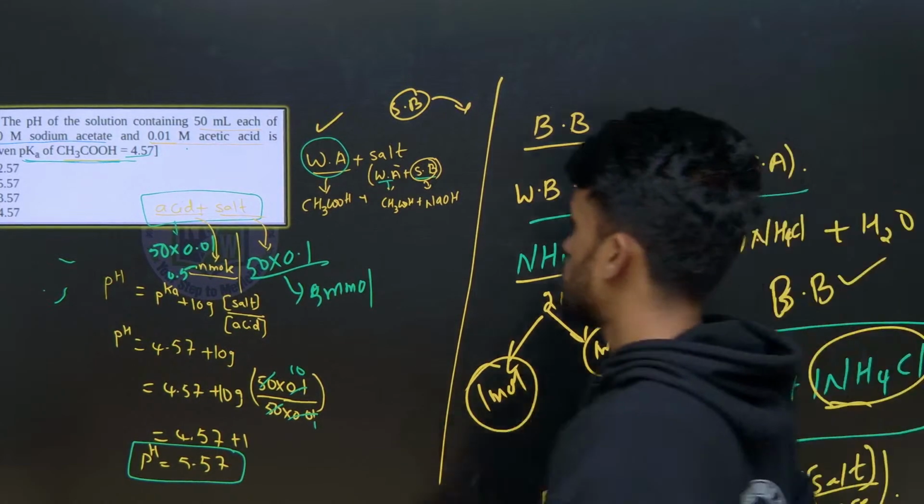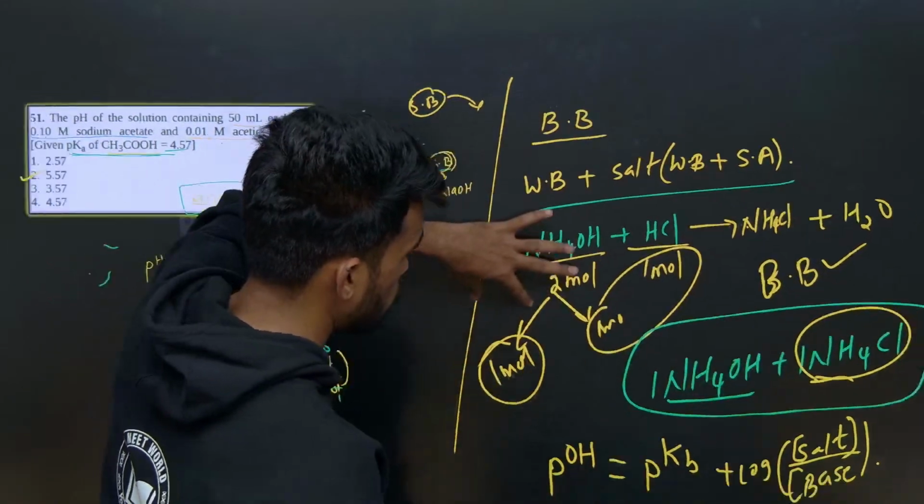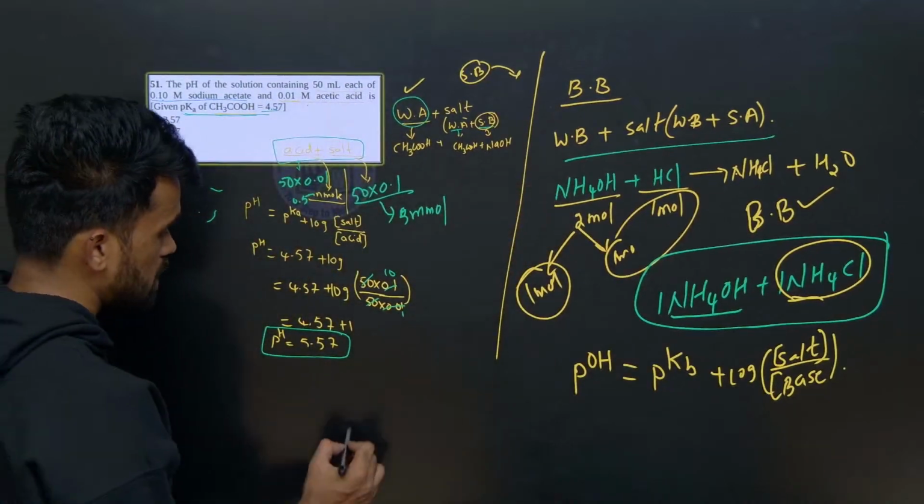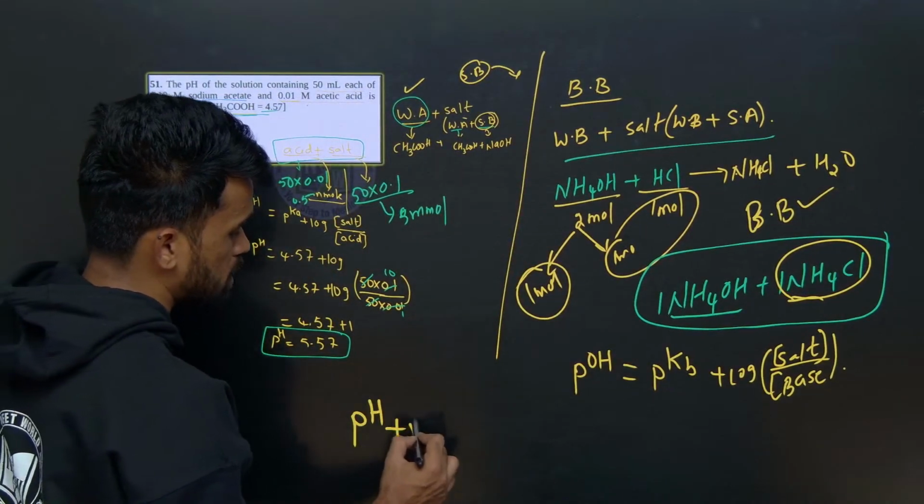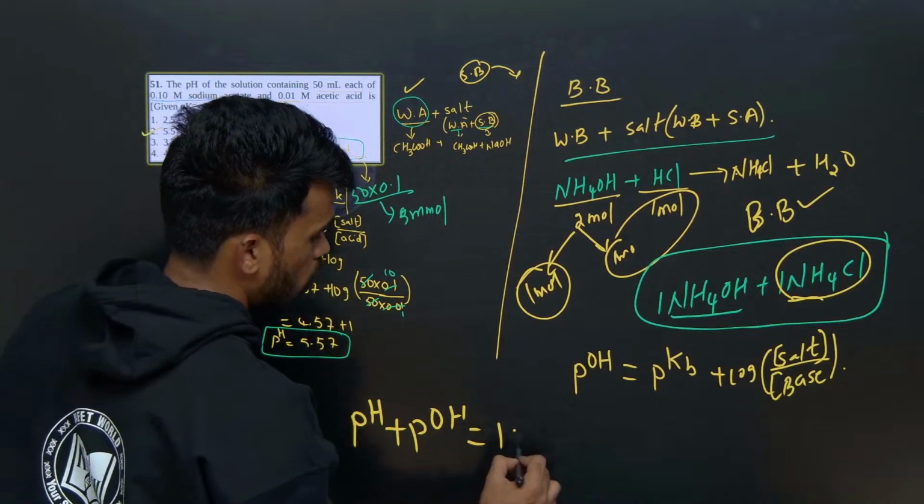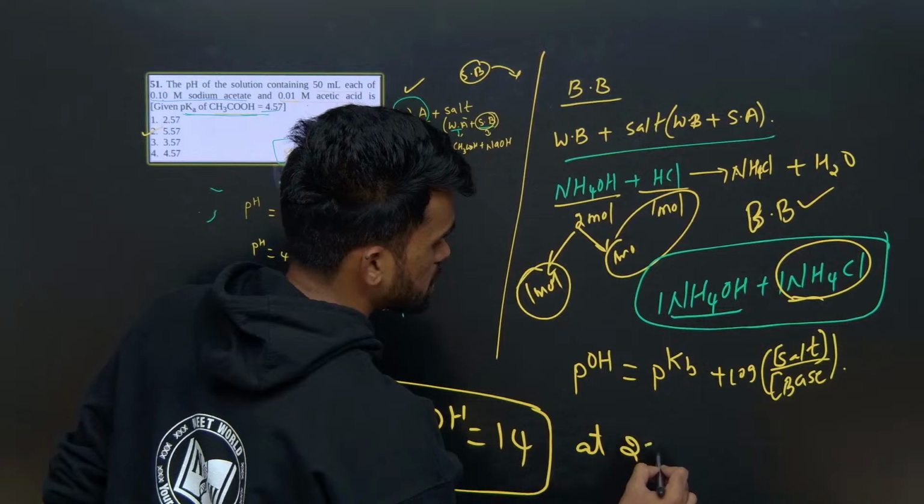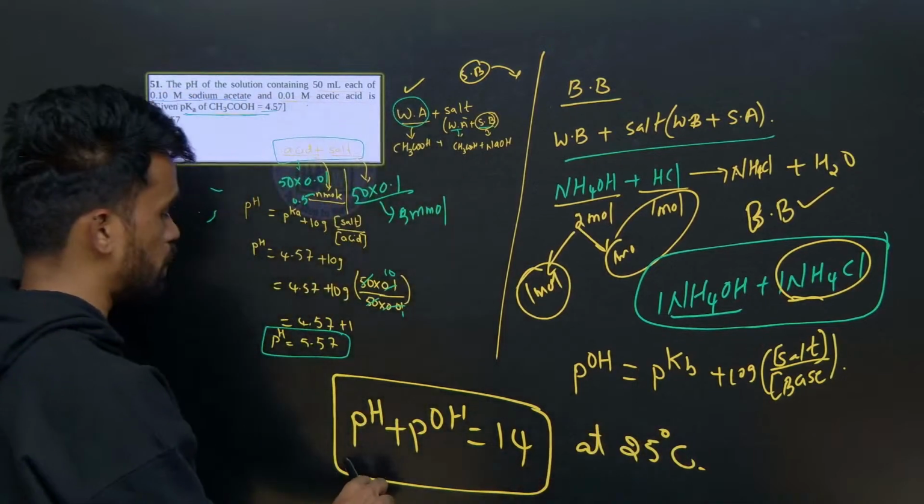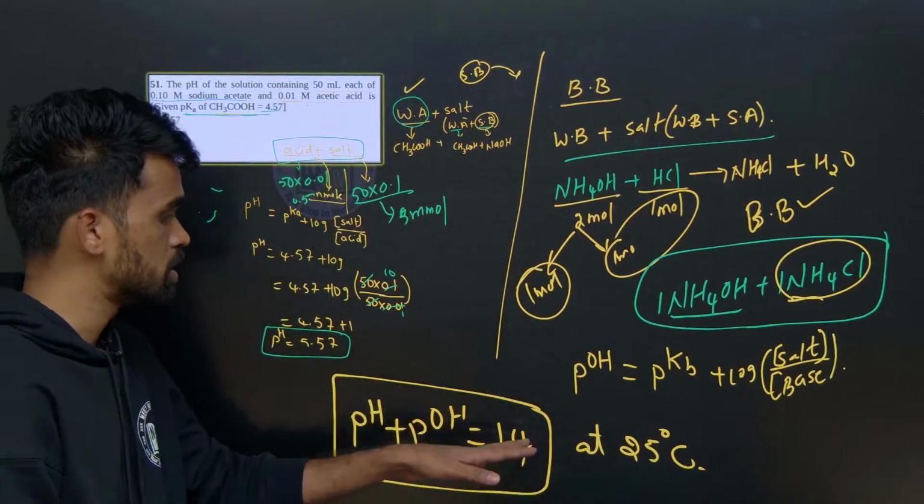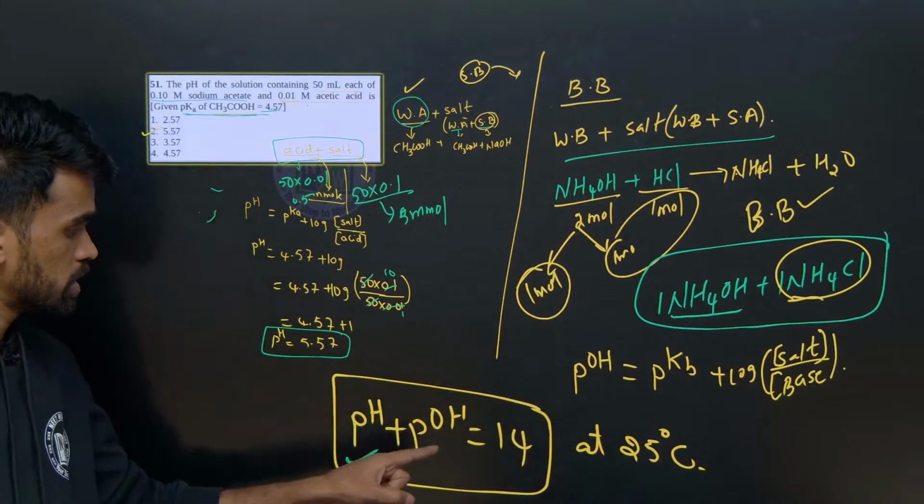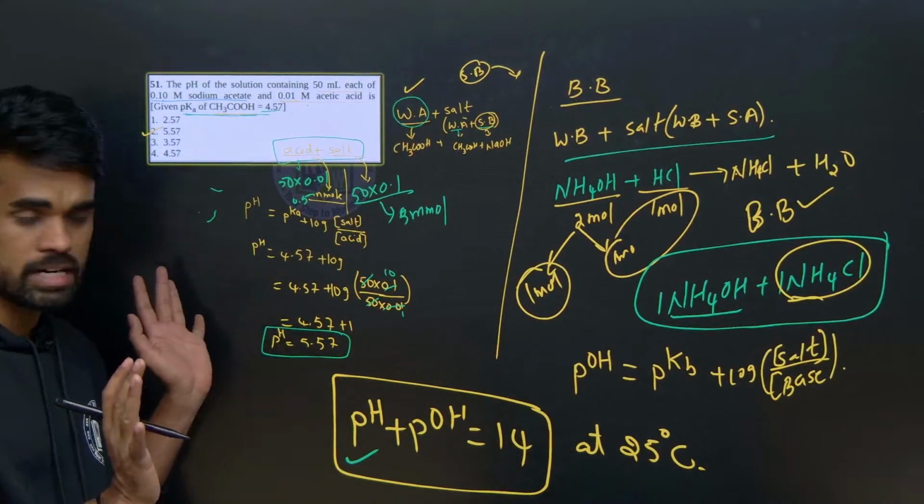Okay, that is about buffer solutions. Now, what is the relation between pH and pOH? pH plus pOH equals 14. This will be applicable at 25 degrees Celsius. So you can convert pH into pOH or pOH into pH using this relation. I hope it is clear, right?